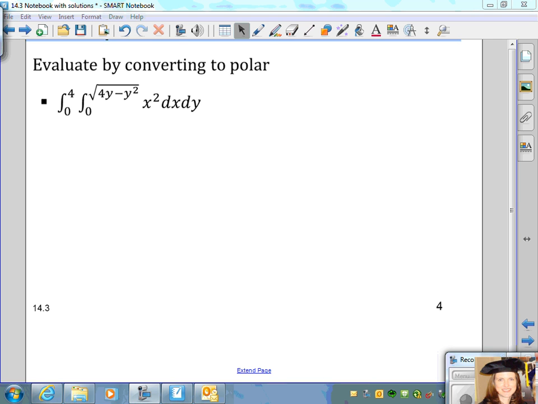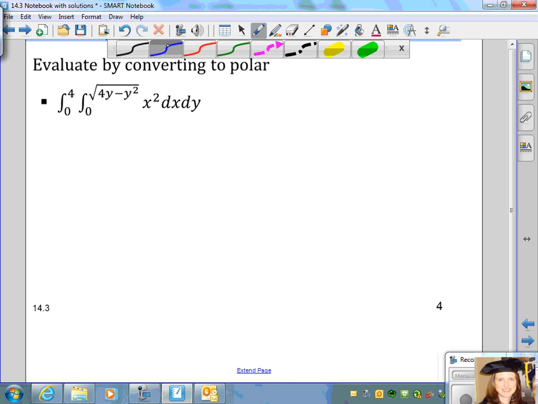Let's evaluate this double integral by converting to polar. We have the integral from 0 to 4 of the integral from 0 to the square root of 4y minus y squared of x squared dx dy. Let's use the bounds to determine the region and then make the substitutions and adjust the bounds so that we can use polar to evaluate this.